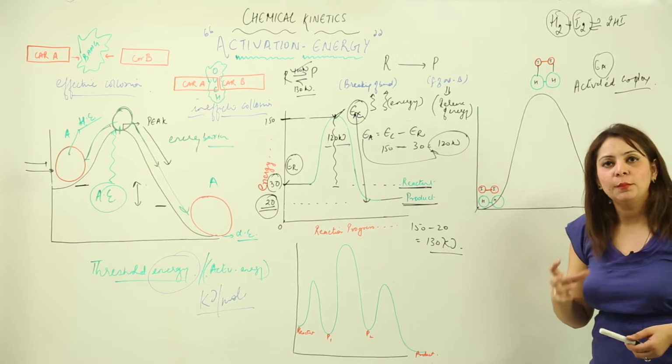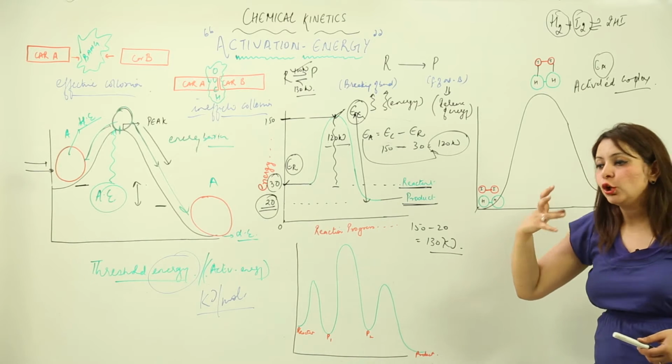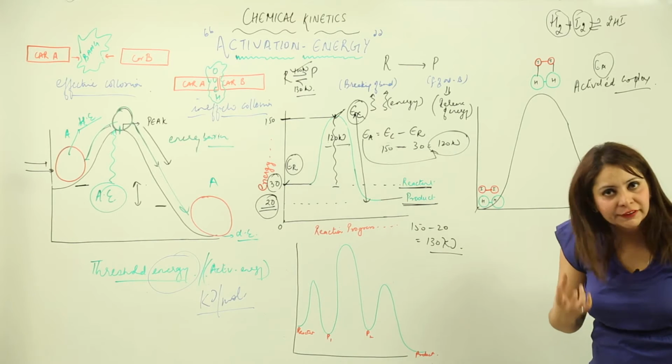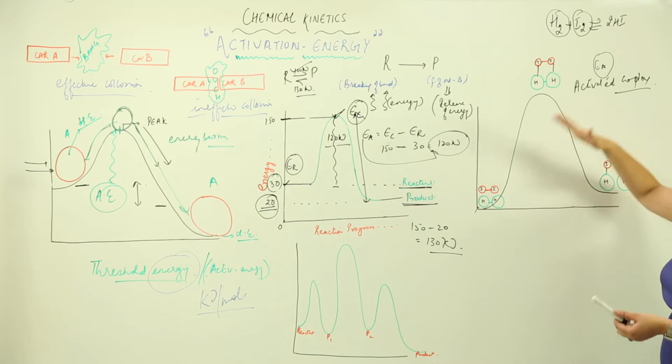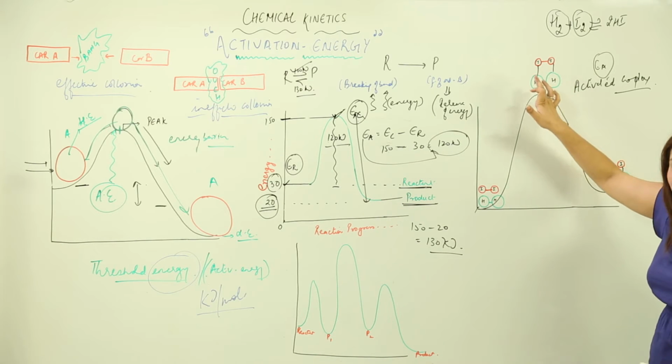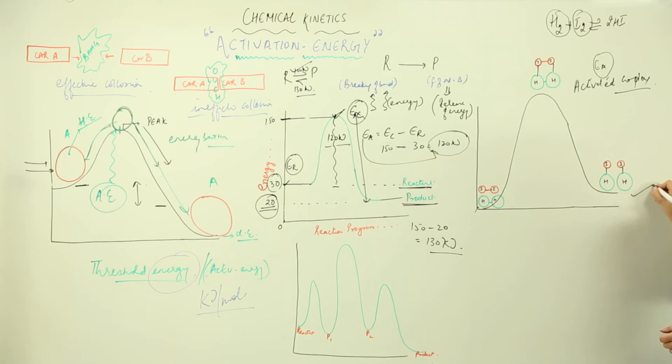This activated complex is actually not stable, it is unstable, and it lasts only for a short span of time. When it reaches the peak, no more initiation is required, and the further bonds get broken. As you can see, this leads to the formation of HI, and there is no bond between H and H or between I and I. So this is how the reaction occurs in nature.